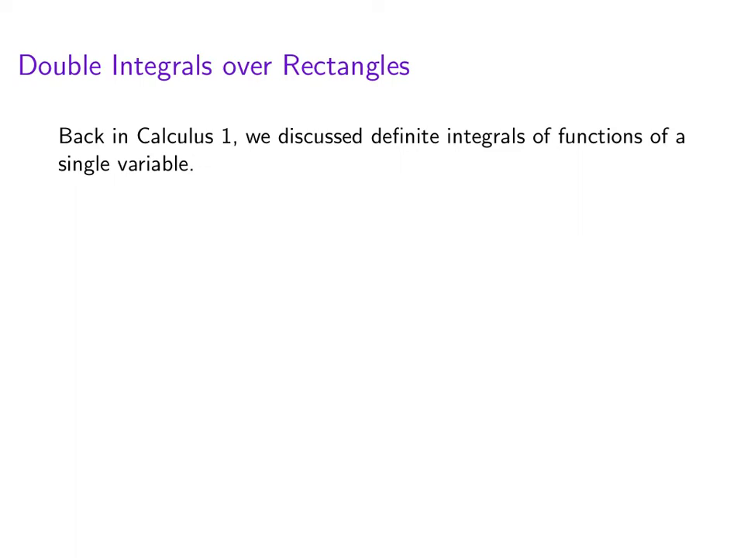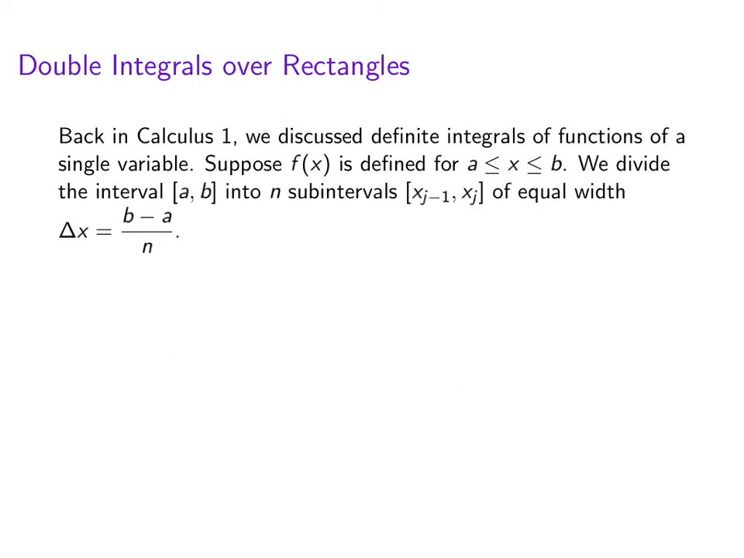Hello, calculus fans. So back in Calculus 1, we talked about definite integrals. These are for functions of a single variable. Let's recap how we did that. Let's suppose that we have a function that's defined between a and b. We take the interval from a to b, divide it into n subintervals of equal width. The width of each subinterval is delta x, which is (b minus a) over n.